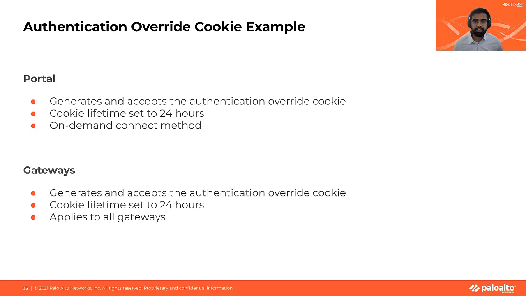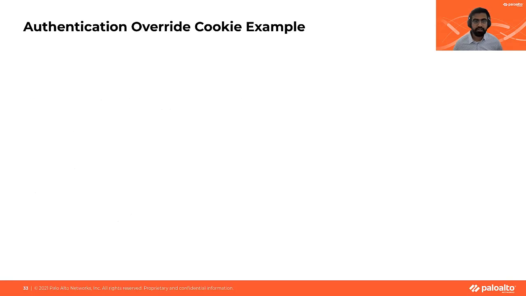So you can see that the authentication override cookie is generated and accepted by both portal and gateway. On-demand is the connect method, which means that the user has to initiate. And you can also see that the cookie lifetime is set to 24 hours on both the portal and the gateway. Let's assume that the same certificate is used to encrypt and decrypt the cookie. And let's assume that this applies to all the gateways.